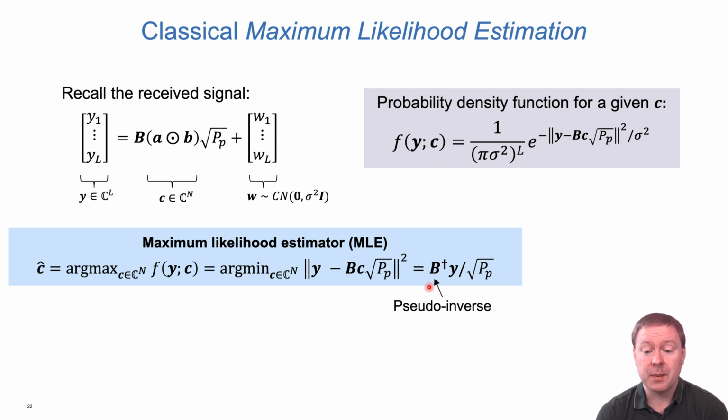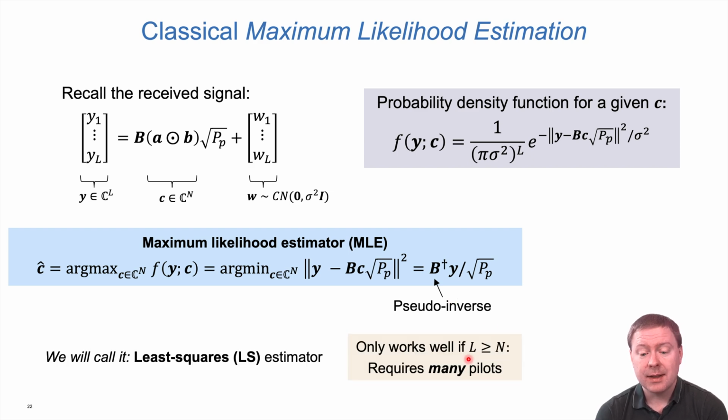We take y, we multiply with the pseudo-inverse of the B matrix, and then we divide with the transmit power. Even if you can do this with the pseudo-inverse, you want to have at least as many pilots being transmitted as you have elements. Otherwise you just get some weird estimate of your c vector. This tells us that we need many pilots. So if we have 100 elements, we need 100 pilots, and it just keeps increasing with the number of elements. We will call this the least squares estimator from now on, because we will design a more intelligent maximum likelihood estimator in order to reduce how many pilots we actually need to send.